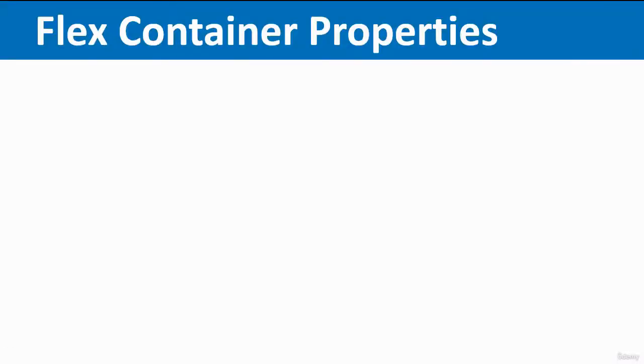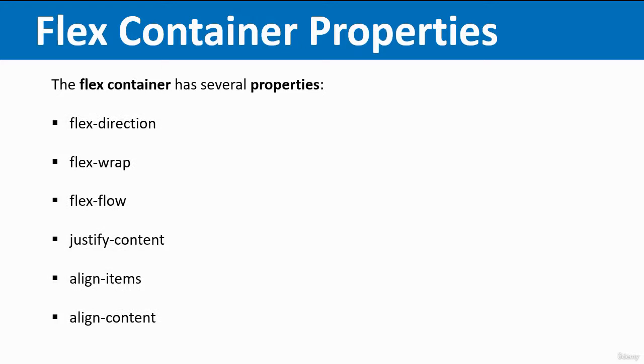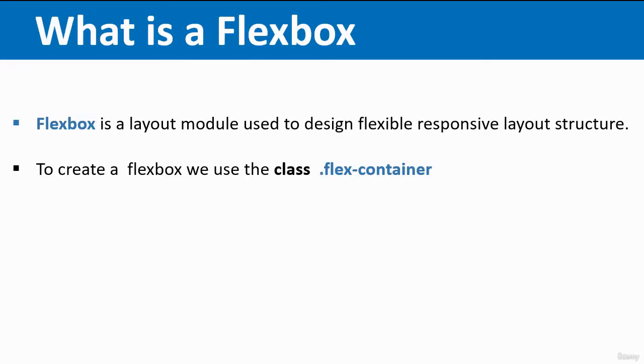There are several properties that can be used on a flex container, and they include flex-direction, flex-wrap, flex-flow, justify-content, align-items, align-content. I'm going to be covering each of these properties in separate videos. In this video, I gave you a brief introduction to Flexbox.